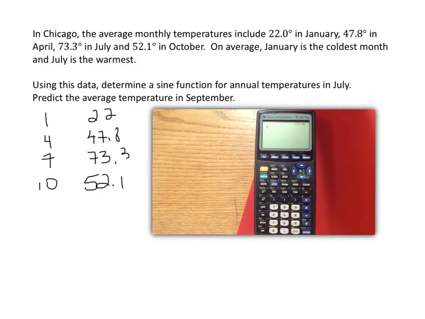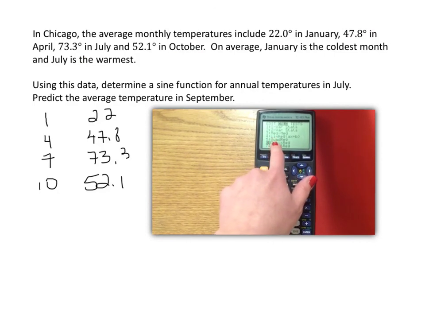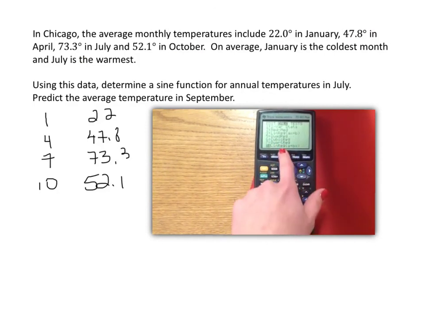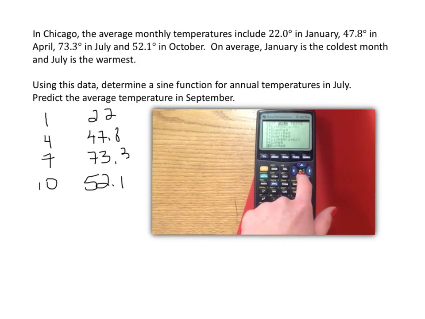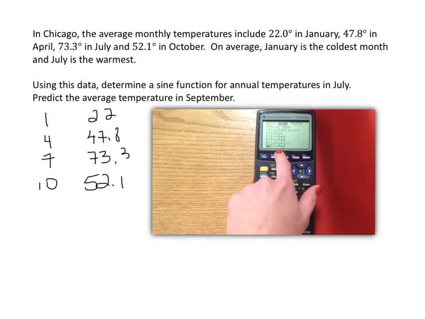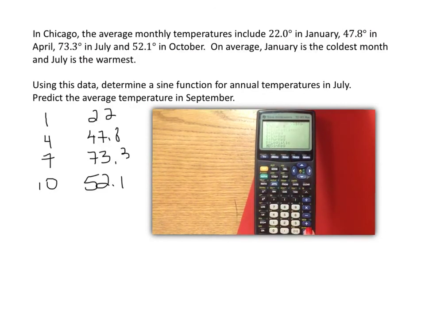To get an equation, I go to Stat, I go over to Calc, and I need to scroll all the way down. You see this is a linear regression, a quadratic regression, a cubic regression. Here's another linear regression. I want a sine regression. I hit enter, enter again. This is the equation that I get.